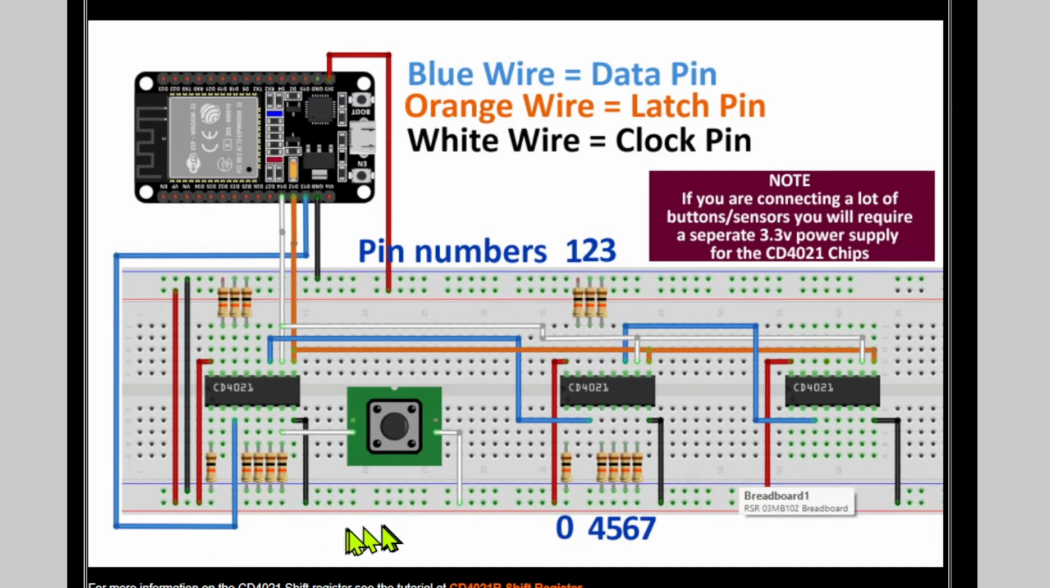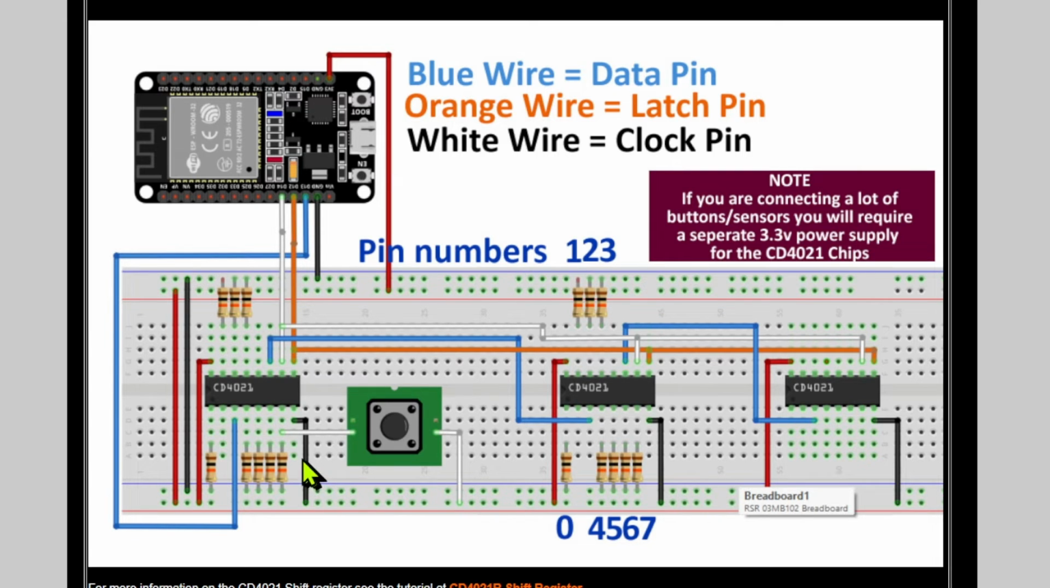We then have our pins. I've numbered them on this chip just to make it easier. So pin 0 is here, then we go up onto the top of the chip for pin 1, 2 and 3, and coming back down 4, 5, 6, 7. So each chip adds an extra 8 pins to your ESP32.